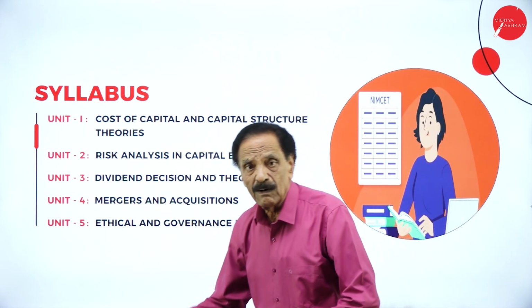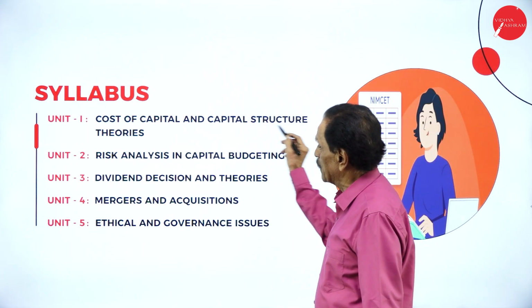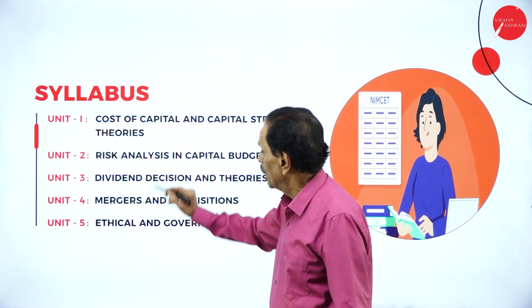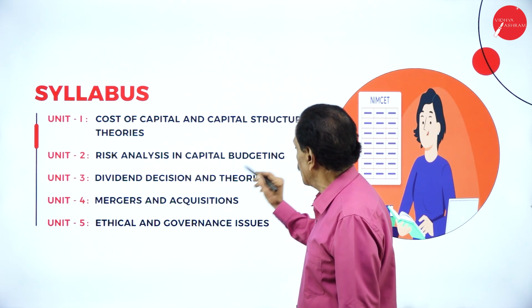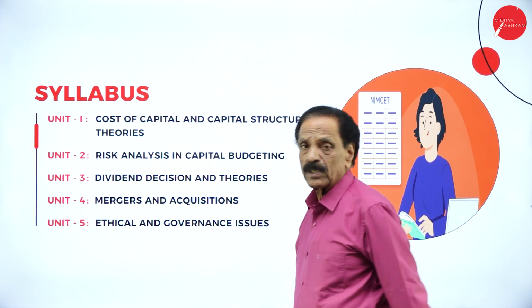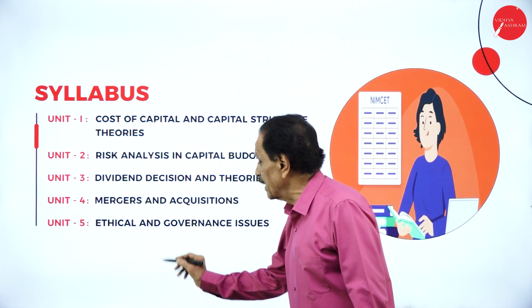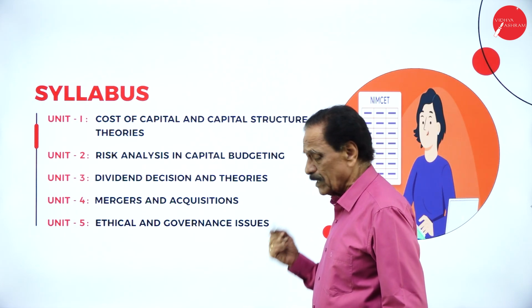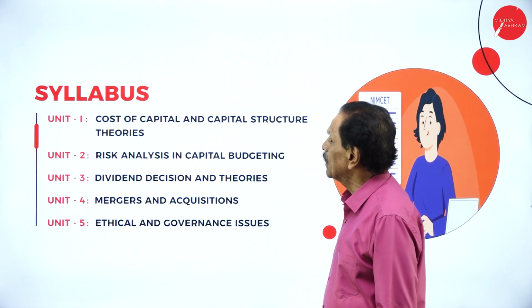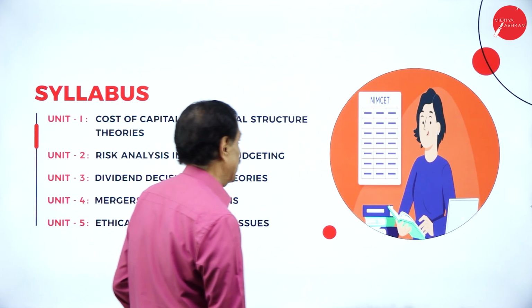How does it go now? First one, Unit 1, Cost of Capital and Capital Structure Theories. Risk Analysis in Capital Budgeting. Dividend Decision and Theories. Mergers and Acquisition. Number 5, Ethical and Governance Issues. We'll move on. What are the inner contents for each unit? I'm going to explain now.